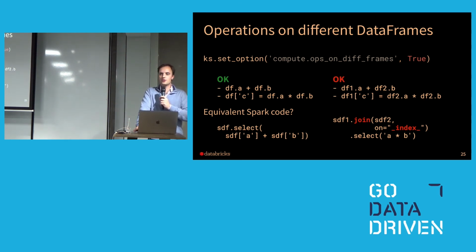So this is a trade-off that you as a developer can make. By default, Koalas will be conservative and will prevent you from running this operation. But if you really want to try something quickly, at the potential cost of some computing cost, you can do that immediately by turning on this flag.